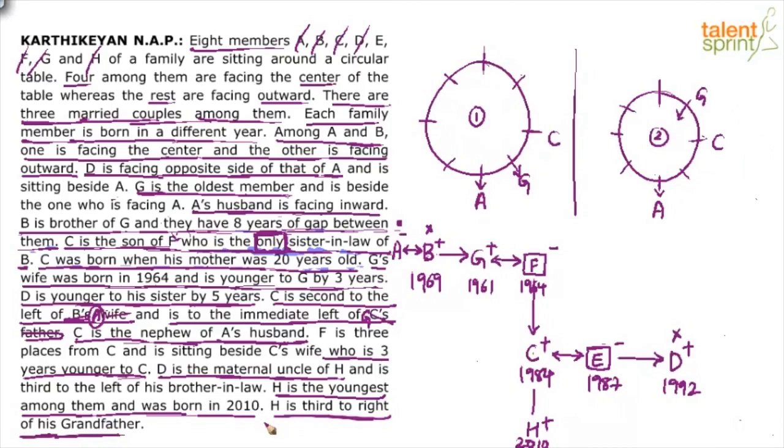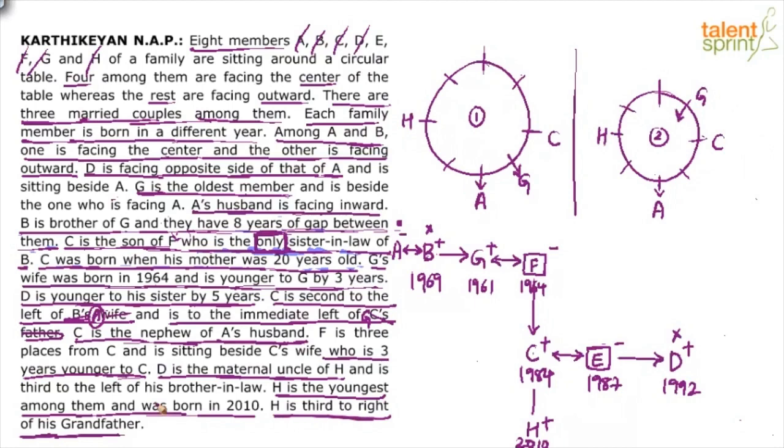Now G is already marked in both the cases. Look at this. G is marked here. G is here. So third to the right of G. G is facing outwards. So right is in the clockwise direction. First, second, third. H would come here. Here G is facing inwards. So right will be in the anti-clockwise direction. So first, second, third. H would come here. So we use this point. H is third to the right of his grandfather. Right?